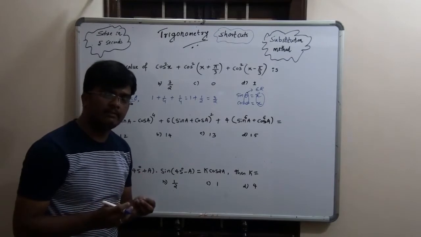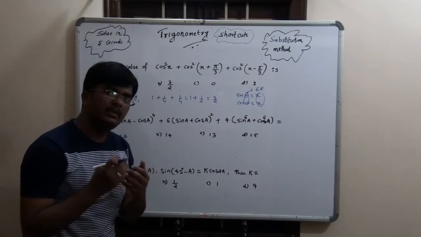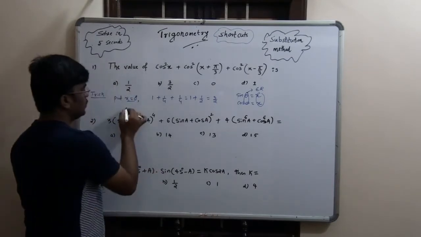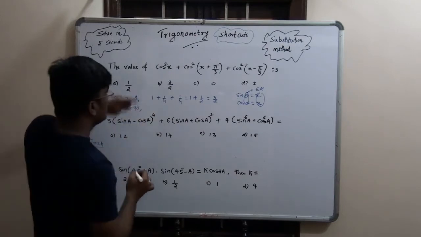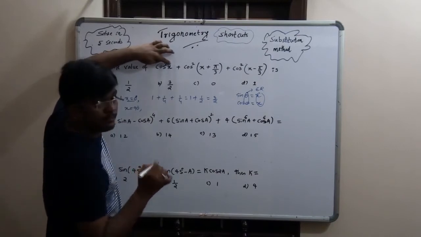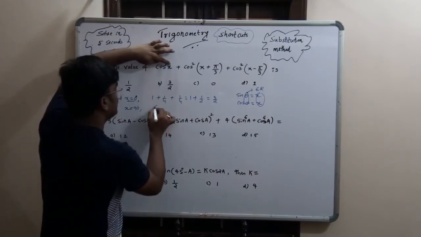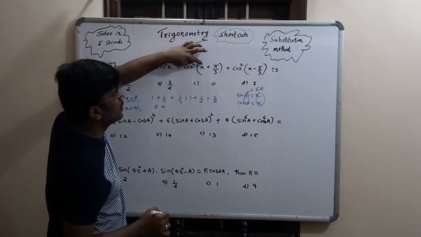Now you can ask the question here: why 0 degree only, sir? You can take some more angles here. No, let me go with one more angle. Put x is equal to 90 degree. What will happen here if you put x is equal to 90 degree? Cos 90 value is 0. 0 square is 0.